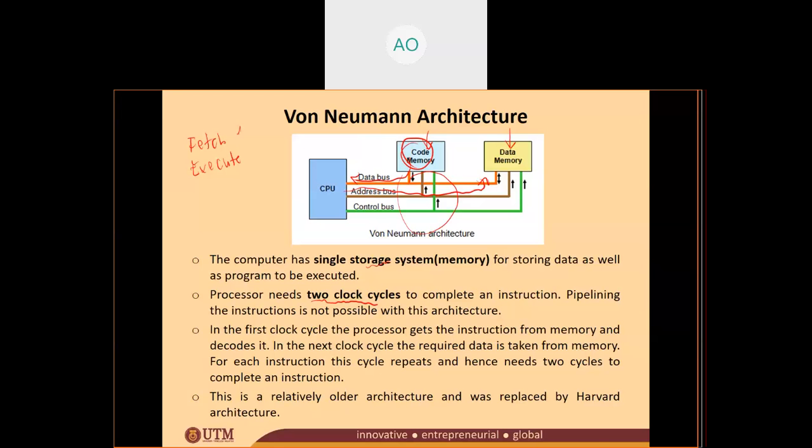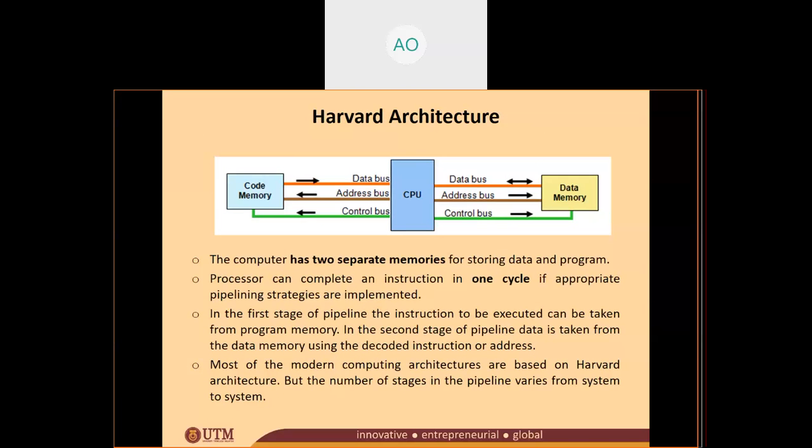Okay, the von Neumann architecture is a relatively older architecture and was replaced by the Harvard architecture. So most computer systems now are using the Harvard architecture, no longer the older architecture. This is the Harvard architecture, as you can see here. The code memory and data memory are separated and have their own signal pathway, or separate buses. So the processor can complete an instruction in one cycle if an appropriate pipelining strategy is implemented.